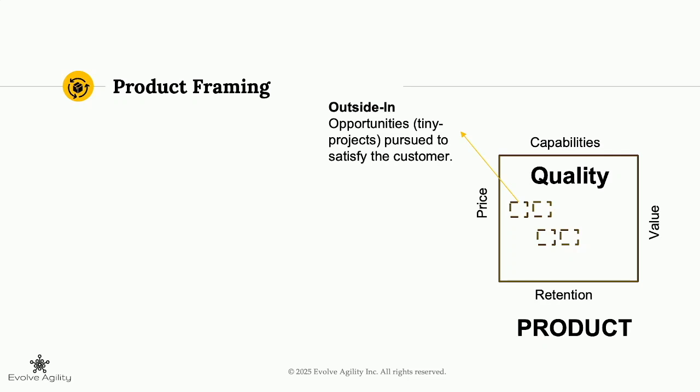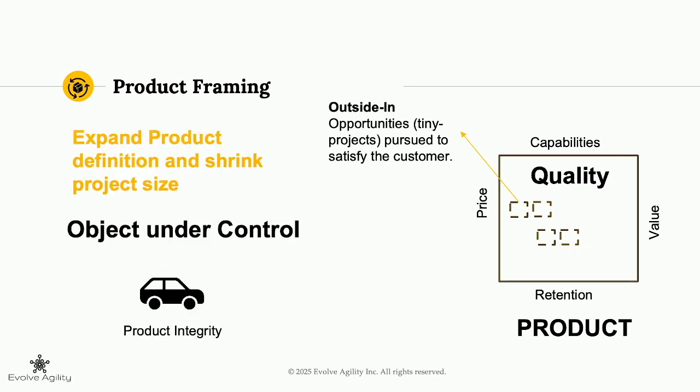Because when you take those projects and make them really, really tiny projects, now you're pursuing opportunities, not pursuing huge projects. We'll look at why that is important. The first thing is when you adopt the product frame, your object under control now becomes the integrity of the product, because the customer cares about the quality of the product. Therefore, our emphasis of controlling something is no longer the worker, but the integrity of the product that we are building, which requires that you expand the product definition and reduce the size of the project that you take into your orgs.